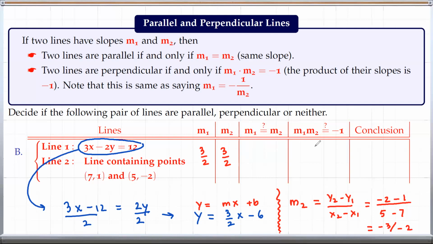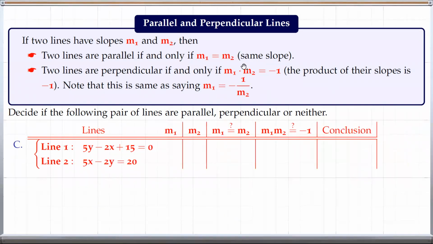Now we look at these two conditions. First, we check if m1 is equal to m2. And 3 by 2 and 3 by 2, they are definitely the same. So this is true. And since we already got this conclusion that two slopes are equal, we don't even need to worry about the second part. So we conclude that the two lines are parallel since they have the same slope.